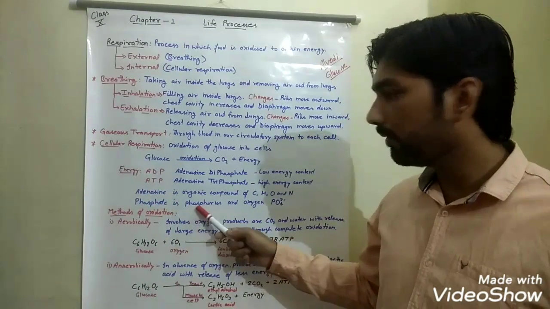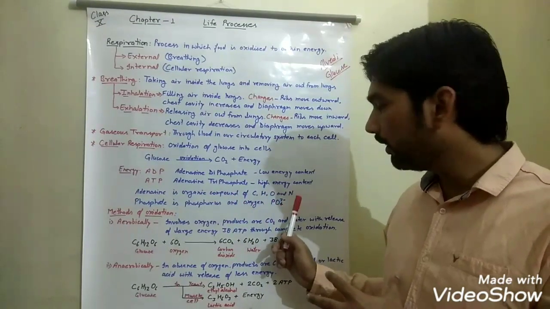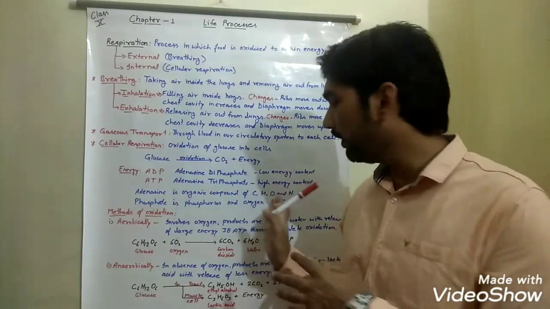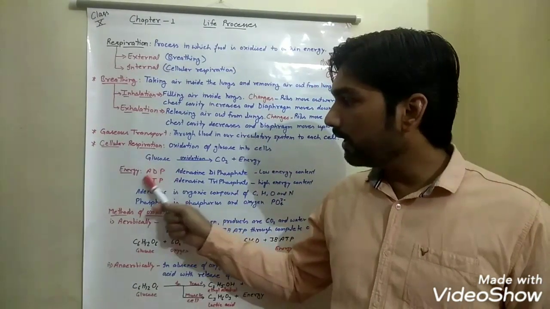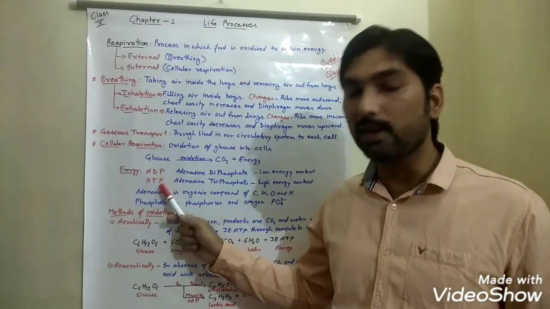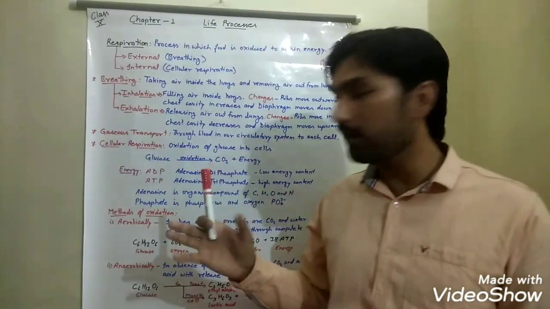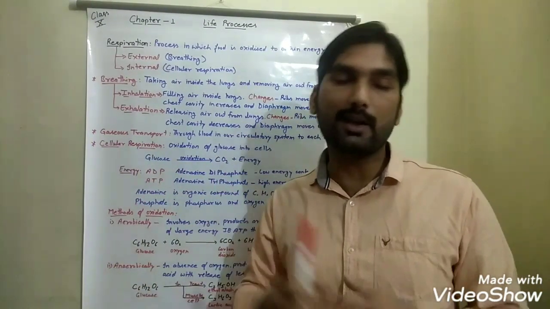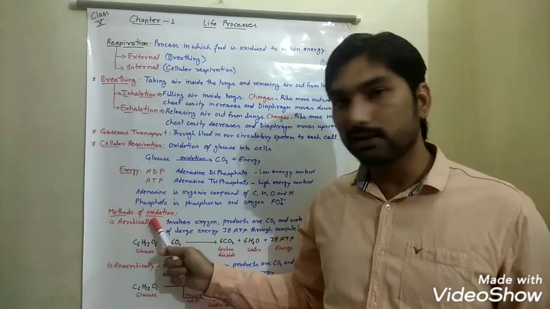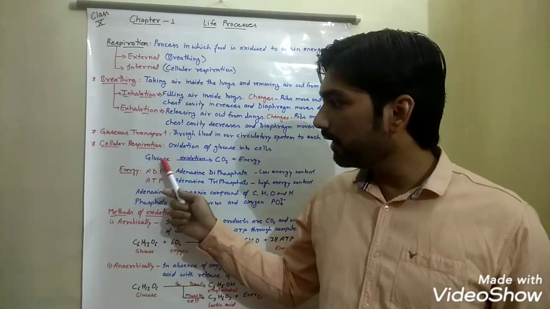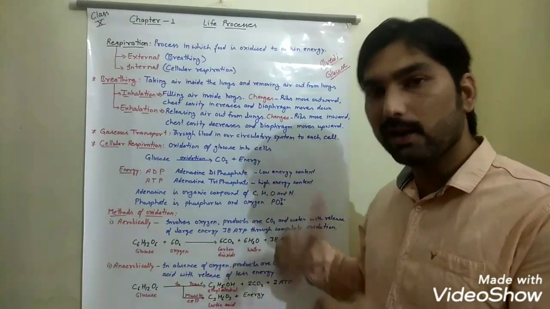Phosphate is a group of phosphorus and oxygen represented by PO4 3 minus, means it is what? An ionic form. So mainly adenosine triphosphate, ATP, is responsible to provide energy, and it is what? High energy content, and the ADP is what? Low energy content. So we will see the methods of oxidation that we were discussing here, that glucose will be broken down to obtain energy.